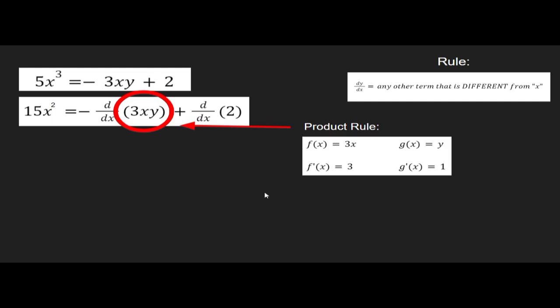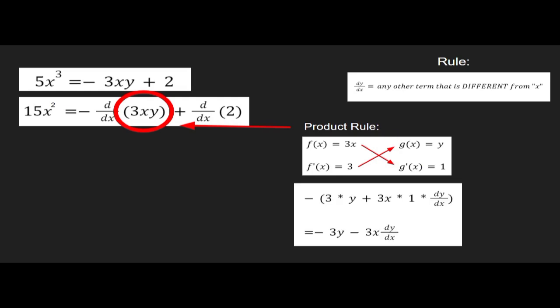But for this, we have to first identify the f of x and the g of x. In this, the f of x will be 3x, and then the prime of it will be the power rule of it, that will be just 3, and the g of x will be y, and the prime of it will be its power rule, that will be just 1. And we have to multiply the f of x times the g prime of x, and then multiply the f prime of x times the g of x.